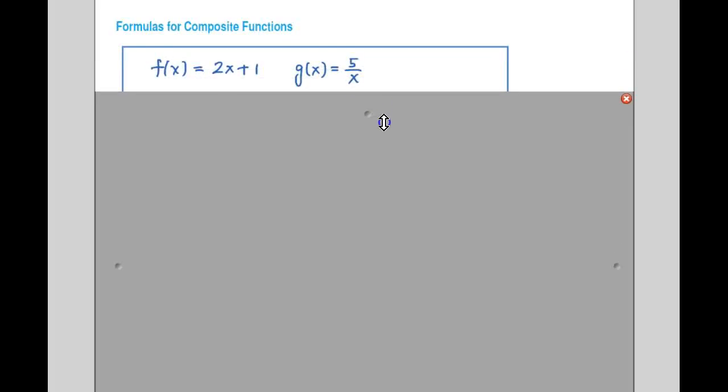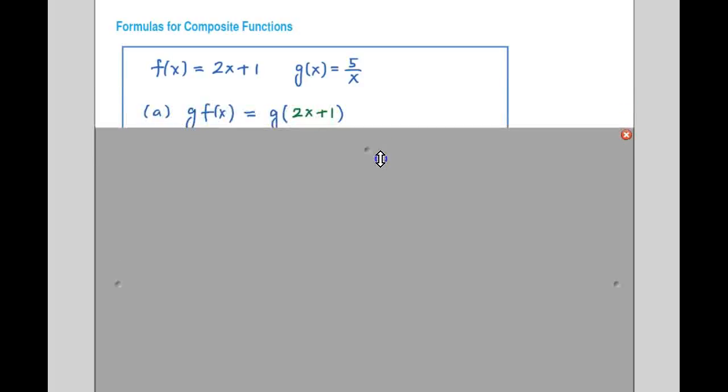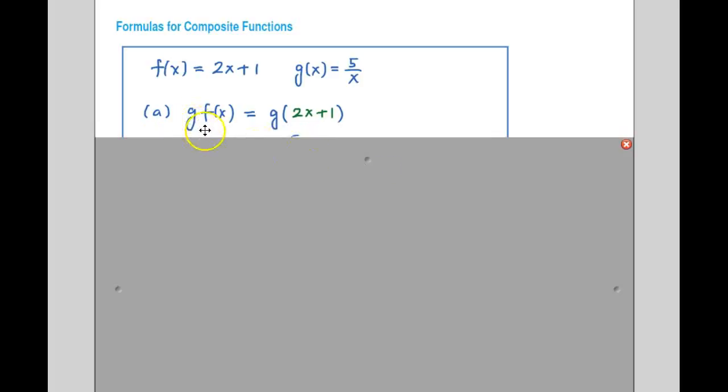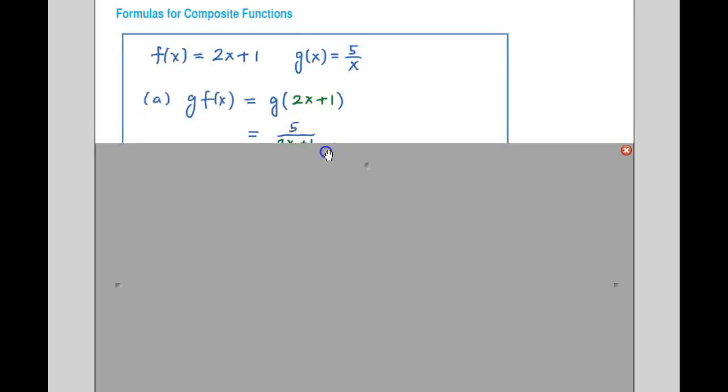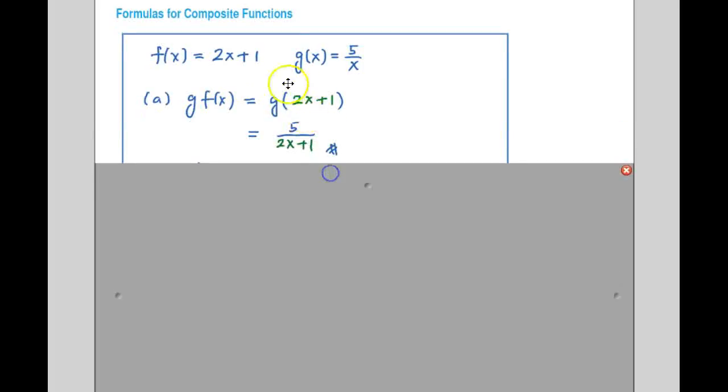So you're going to be asked to determine values of composite functions in a variety of different ways. The simplest way is the equation way, using the functions. So if I want to do g compose f, then I'm going to take whatever f is and replace the input of g with what f is.